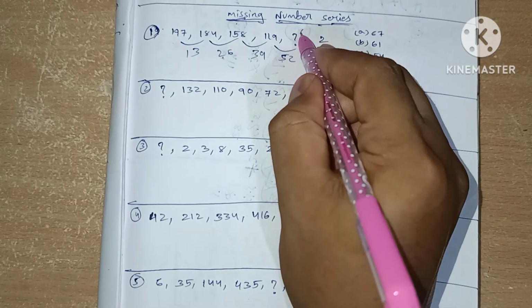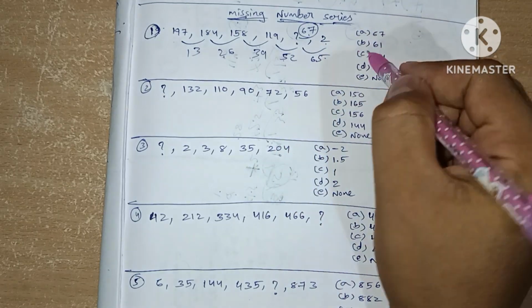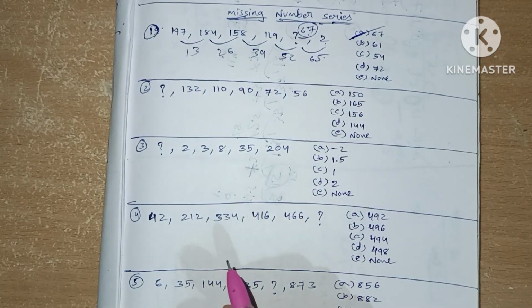65 means the answer for this one will be 67. 67 minus 65 will be 2. So answer will be 67. Option A is our answer.